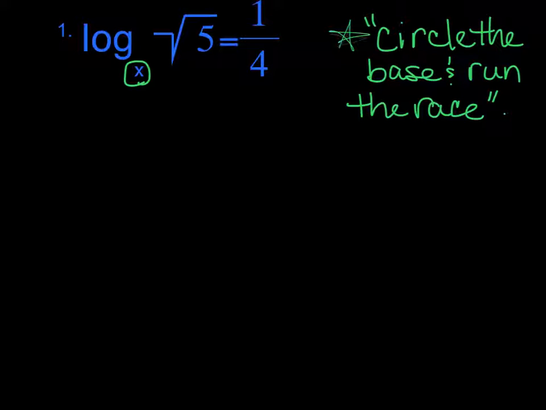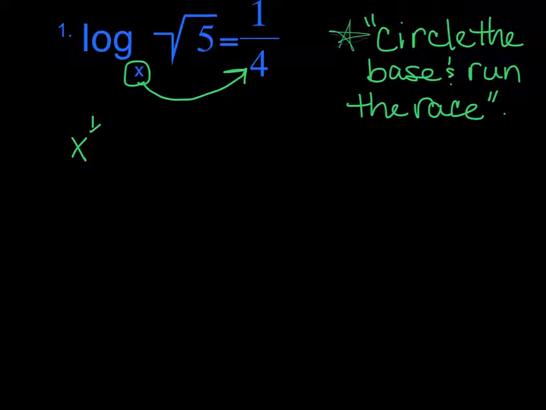So when we say circle the base, run the race, we circle this tiny little subscript right there, okay? And when we run the race, we cross the finish line. We're crossing the equal sign. And so we draw a little arrow to what's on the other side of the equal sign. All right, so what that does is that helps us form a new equation, and we're taking it out of log form. So that base x becomes the base. And when we cross the finish line, what we're drawing the arrow to, in this case the 1/4, will become our exponent.